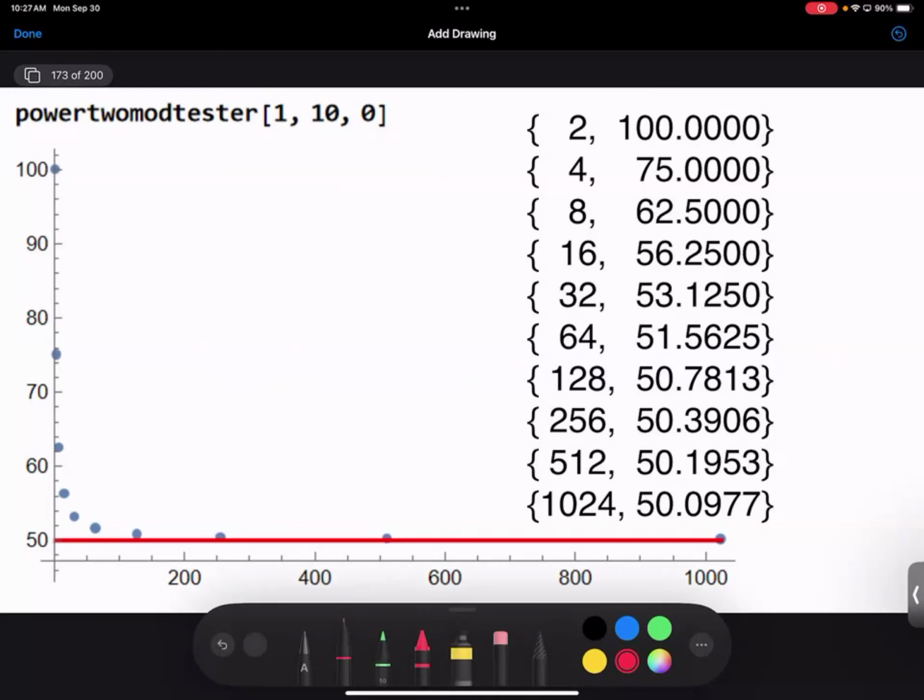I ran the code, and I modified it ever so slightly so that rather than doing all moduli, I just did powers of 2. And I formatted things nicely so it looks impressive. I drew a solid red line because I like drawing solid red lines. And you can look at the probability.